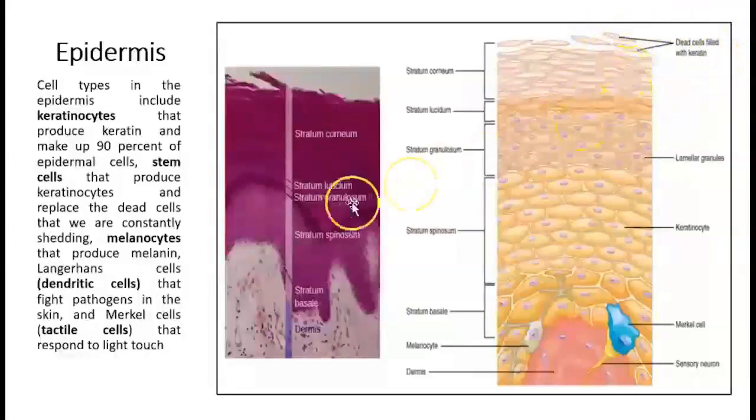In addition to that, our skin has color, and this color is going to be provided by the melanocytes. The melanocytes produce a substance called melanin. All humans have melanocytes, and we all produce melanin in more or less quantities, but we all do.